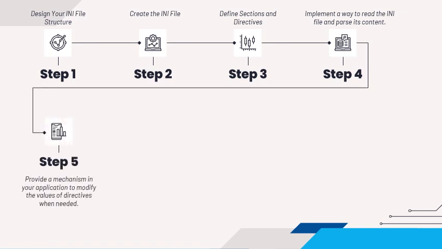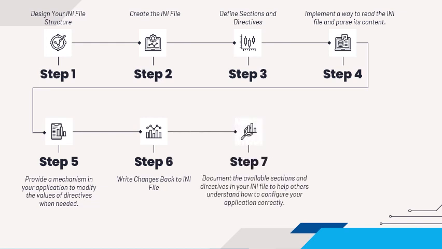The next step is to provide a mechanism in our application so we can modify the values of directives whenever we need to do so. Step 6 is to write the changes back to the .ini file. In case we modify the configuration settings, we need a way to write the changes back to the .ini file. And the last step is to document the available sections and directives in the .ini file so we can help users or other developers understand how to configure our application correctly.